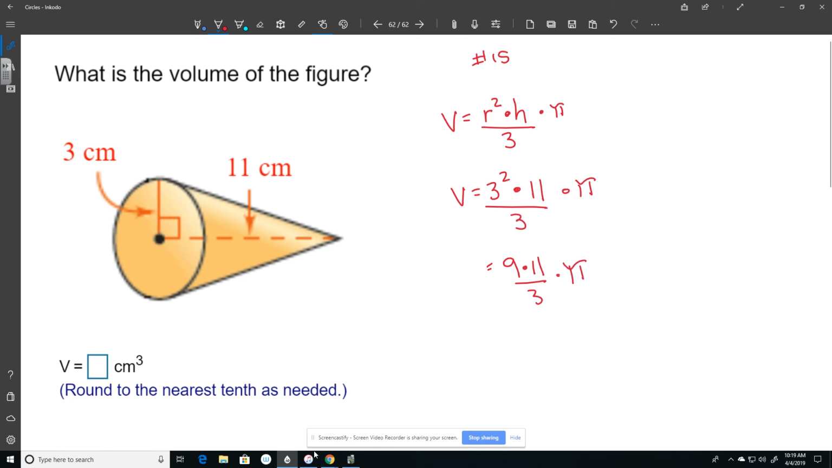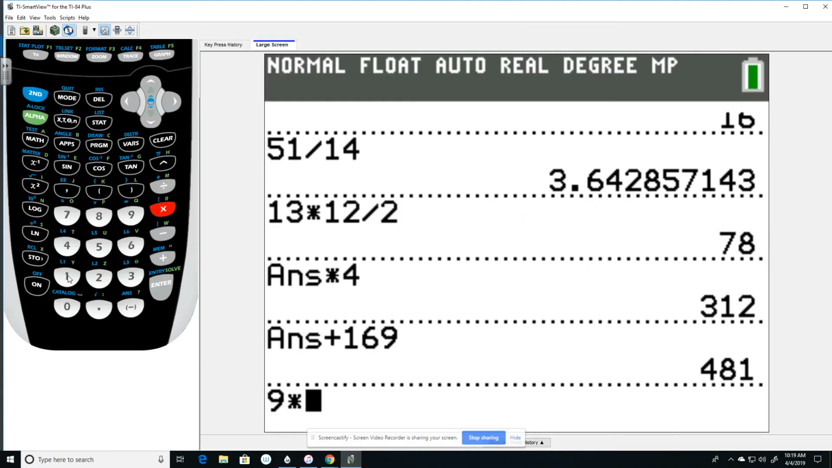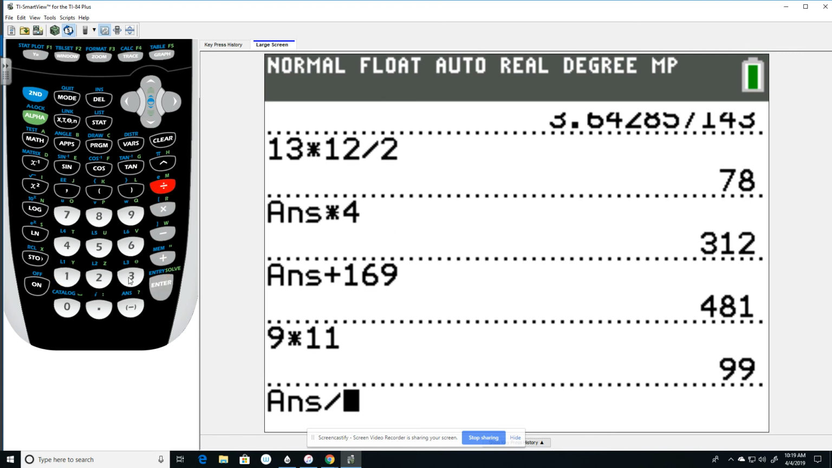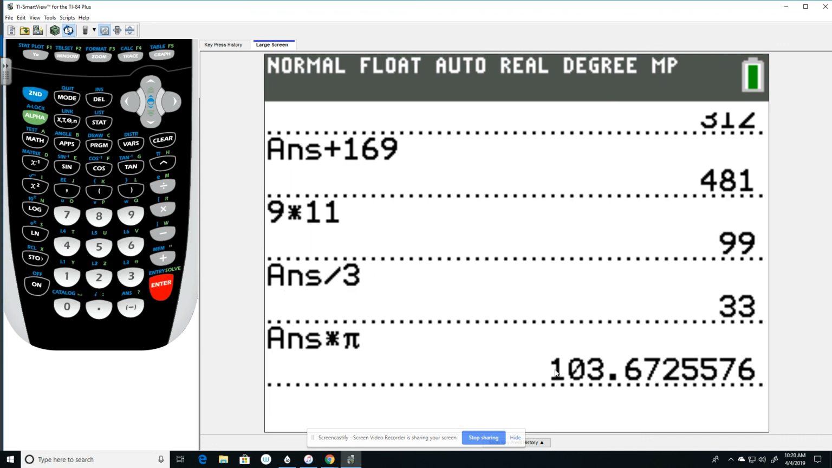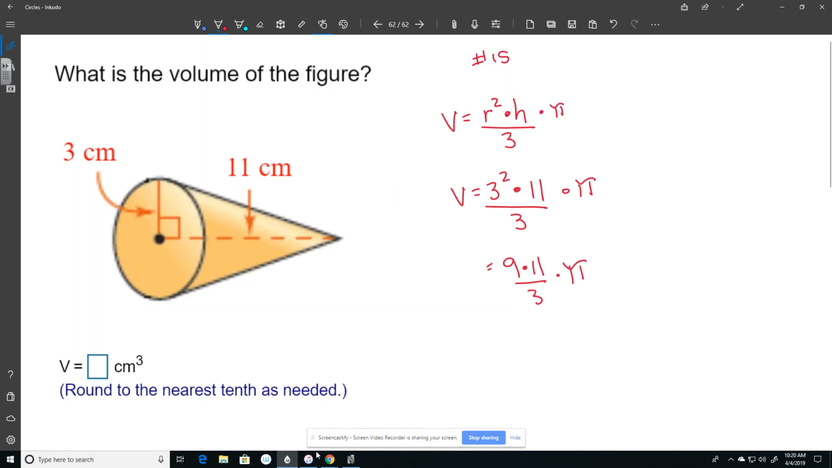If I look at my answer, it wants me to round to the nearest tenth. Or in other words, it doesn't want me to leave pi in the equation. It wants me to actually multiply that. So let's go ahead and do 9 times 11. And then we had to divide that by 3. And then we have to times that by pi. So 103.672. And it wants me to round to the nearest tenth, which is right there. So 103.7 should be what you get.